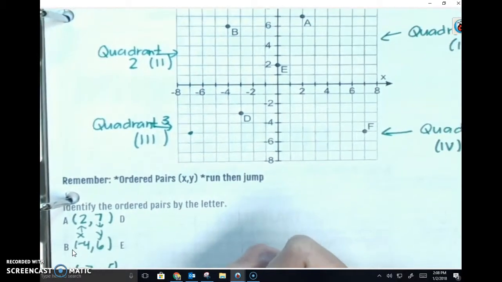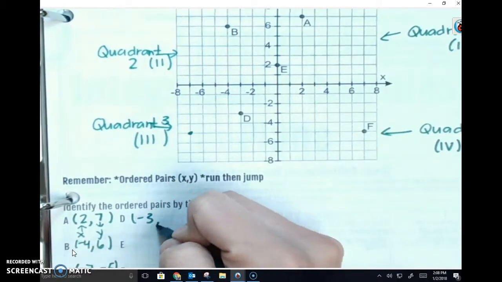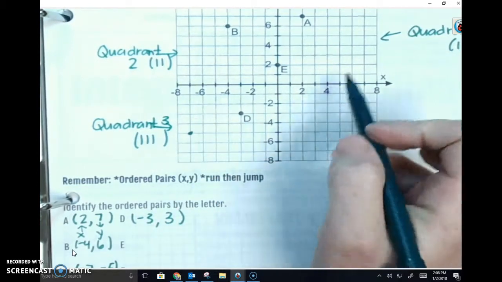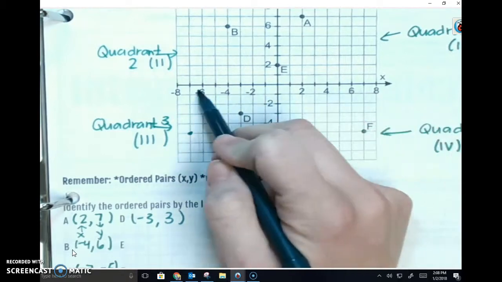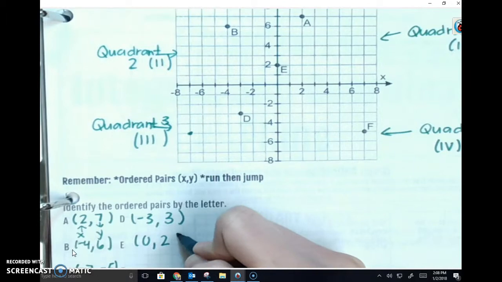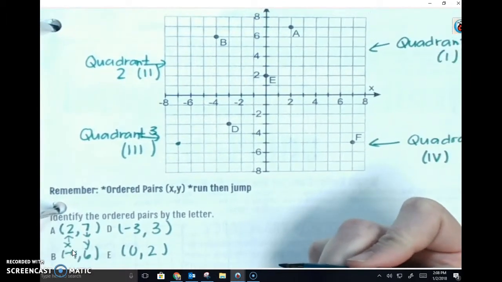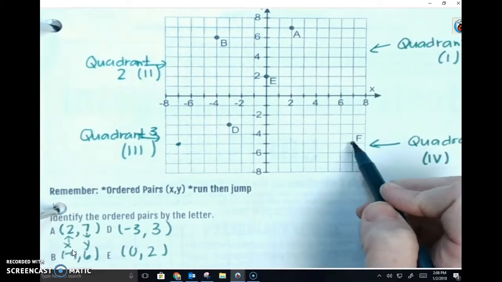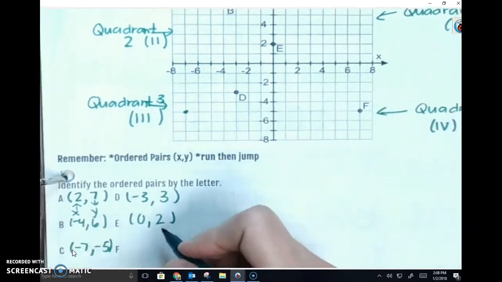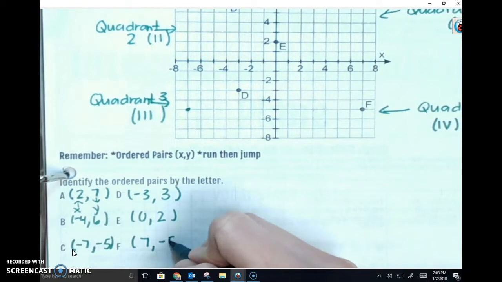Let's look at D. We're going to run backwards to -3. And then we're also going to fall to 3. For letter E, we're staying at 0. We didn't go anywhere along here, so it's going to be 0. And then we jump to 2, so 0, 2. F is all the way down here, so we're running forward to 7. Then we fall down to -5. So we have 7, -5.